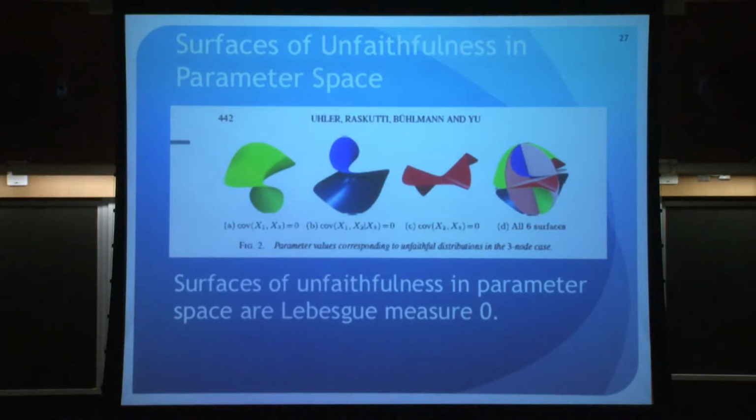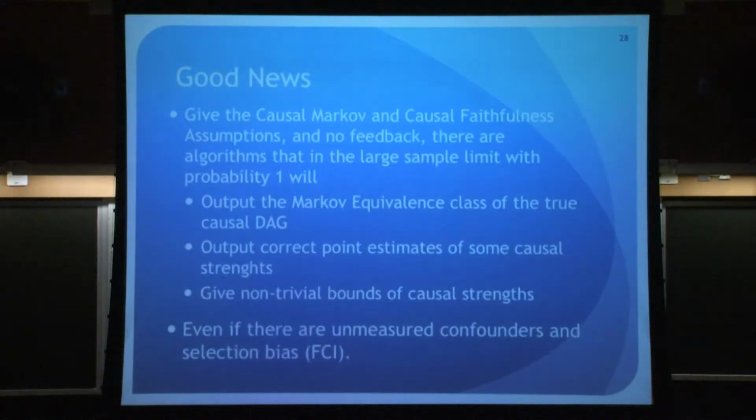And then this is a picture of all the surfaces in the space of parameters which would lead to violations of faithfulness. So the good news, which is only temporary, is that the Lebesgue measure of those surfaces is 0. So in the space of the set of parameters, those that lead to violations of faithfulness have measure 0.